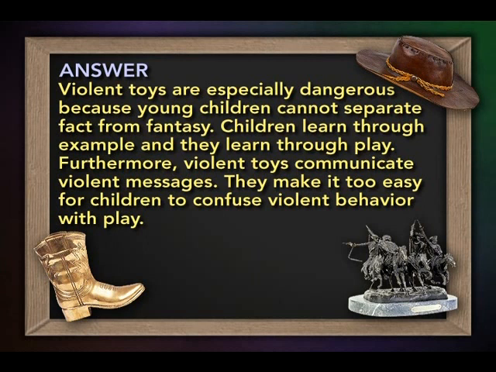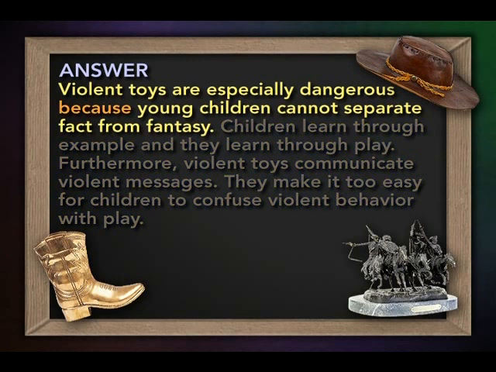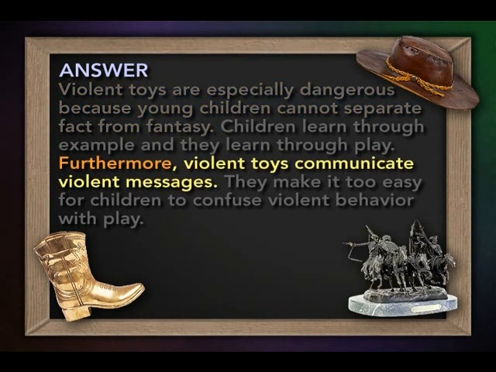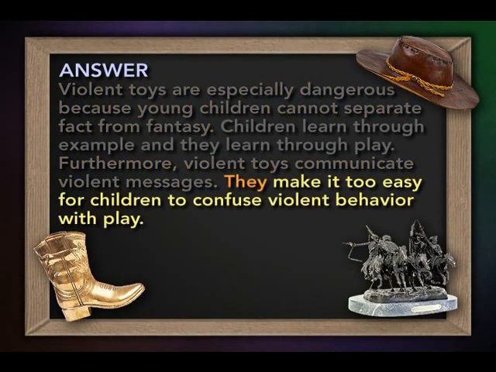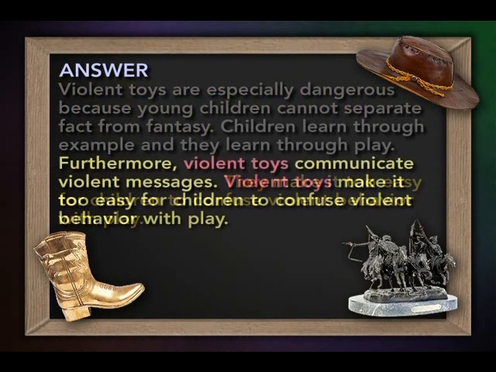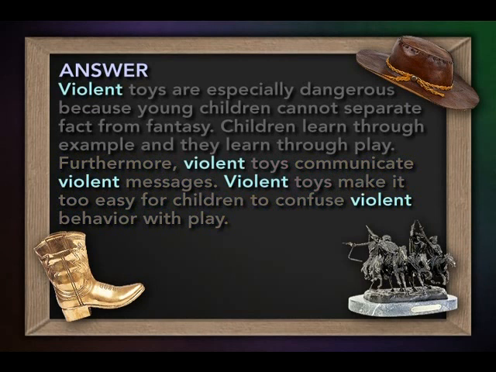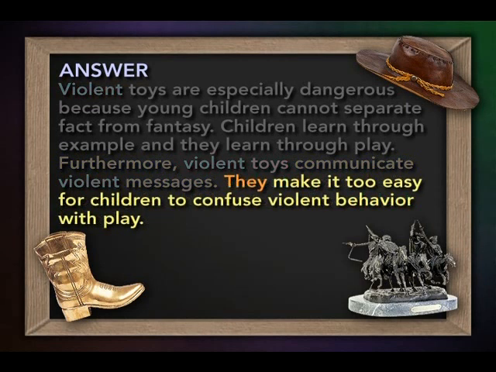In this paragraph, I use the transition "because" again to show cause and effect. I said that toys are dangerous as a result of children not being able to separate fact from fantasy. Then I use the transition "furthermore" to show addition. Then I used "they" rather than repeat "violent toys." Otherwise, my sentences would read as follows. Furthermore, violent toys communicate violent messages. Violent toys make it too easy for children to confuse violent behavior with play. That's a little bit too much repetition of "violent," so I use the pronoun "they" instead.